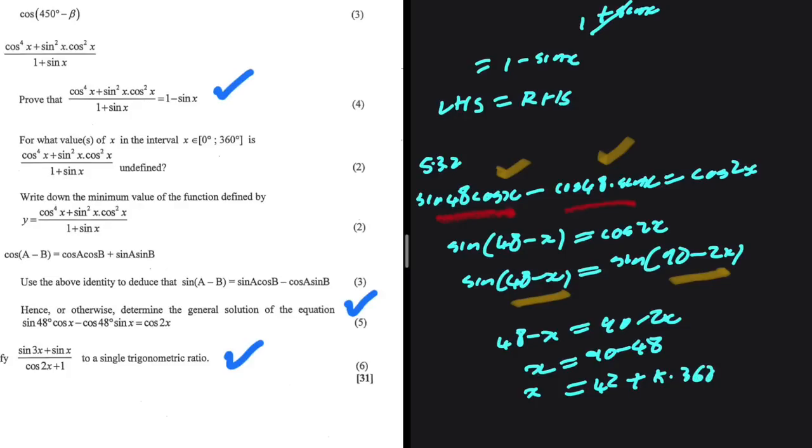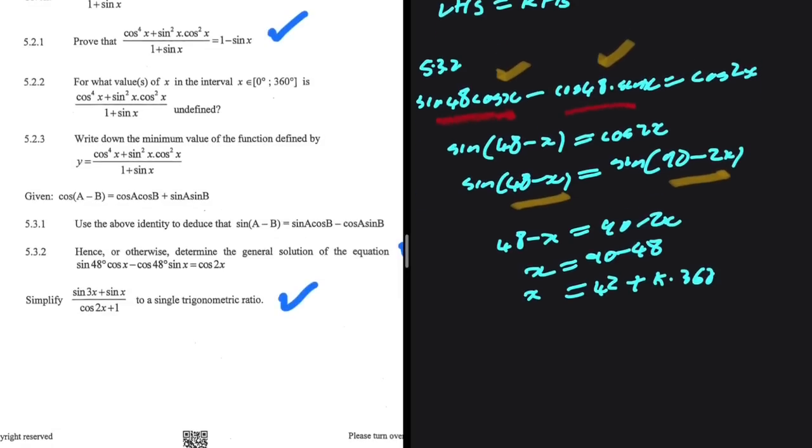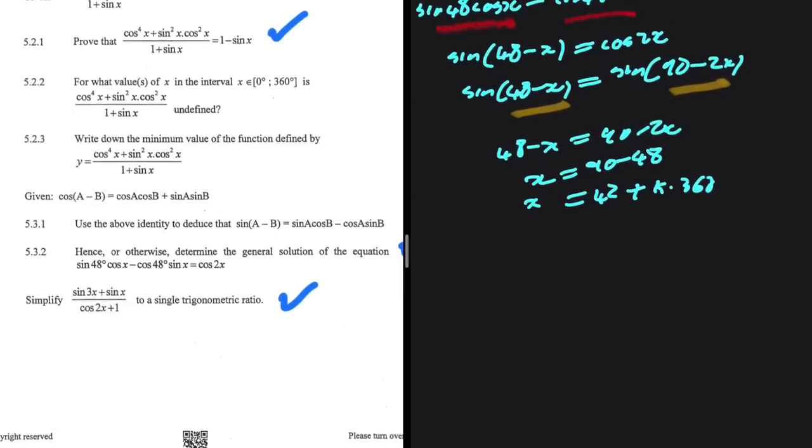multiplied by 360 because it is a general solution. We are not given a certain interval we are supposed to respect. So that is 5.3.2. The last question that we're going to answer is 5.4. So in 5.4, we're supposed to write (sine 3x plus sine x) divided by (cos 2x plus 1) as a single trigonometric ratio. So with only sine, cos, or tan. That's what we want. Okay?